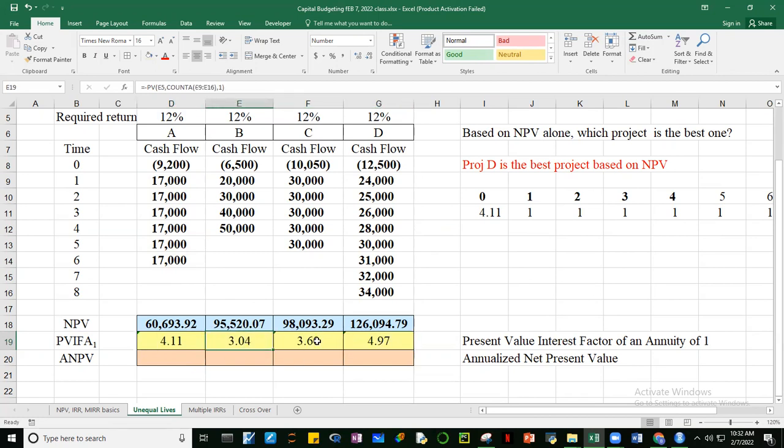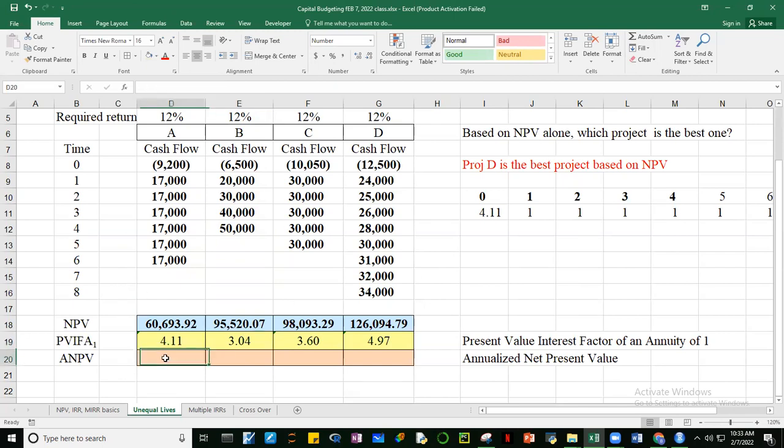Yan. Let's check our formulas. Okay. So ito ilan to? Tama, no? 1, 2, 3, 4. Annuity of 4. Okay, so we have the correct formula. So this is the present value annuity factor for this cash flow. 4 years lang kasi siya. Ito, 5 years. Ito, 8 years. So you notice na yung present value interest factor is bigger, guys, kung mas maraming years.